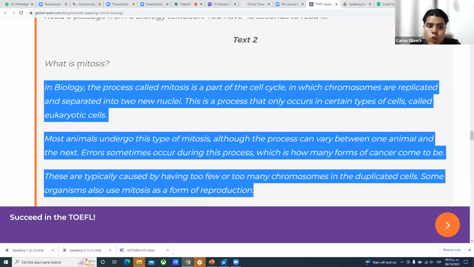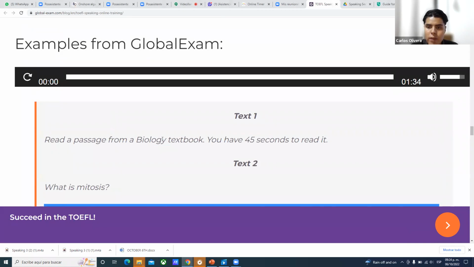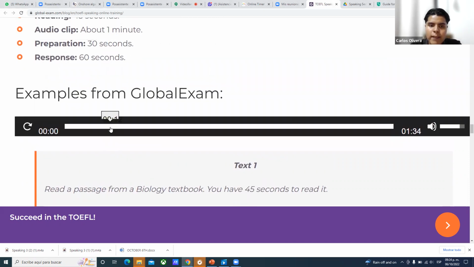Now that we have read this topic about mitosis, let us listen to the lecture on the same topic. So please, if you have a piece of paper over there, grab it, and also a pencil, because it's important to take your notes here. So please, let us take notes so that we can later analyze the response together. Let us listen now. Now listen to a lecture on the same topic.